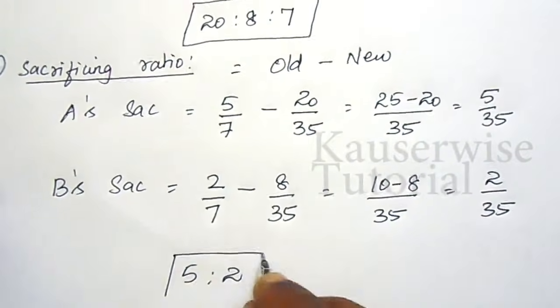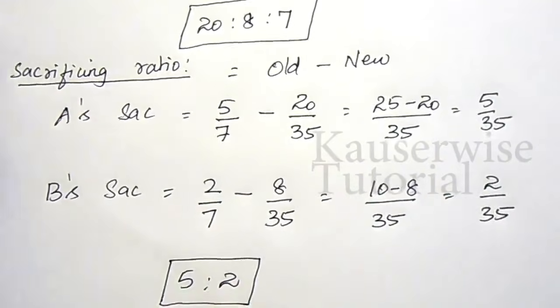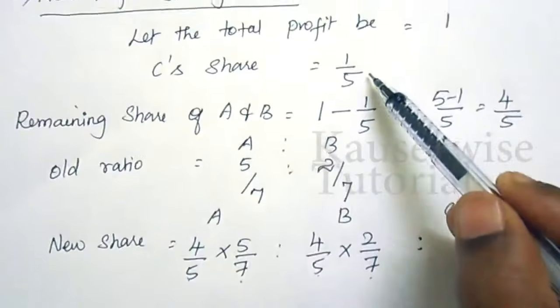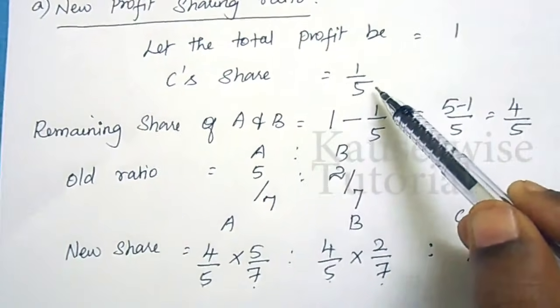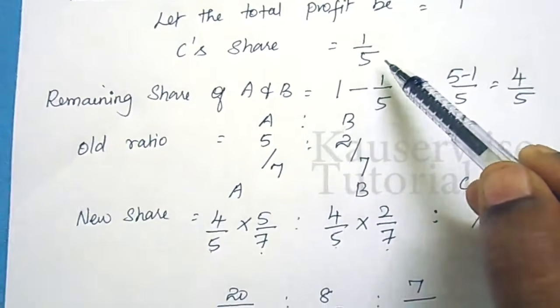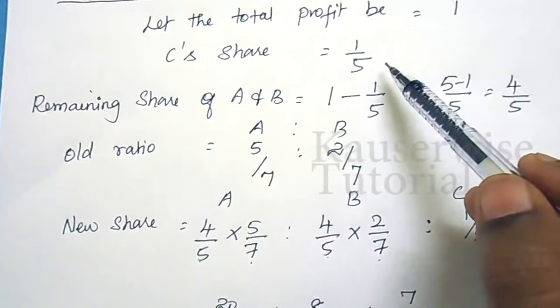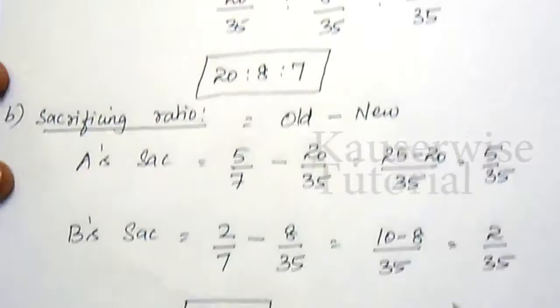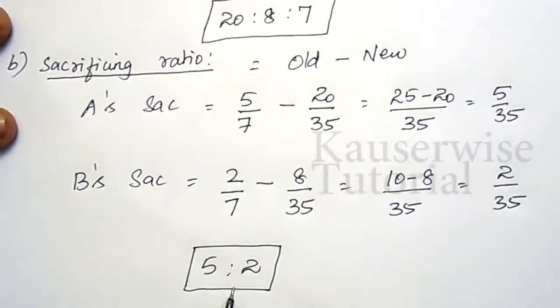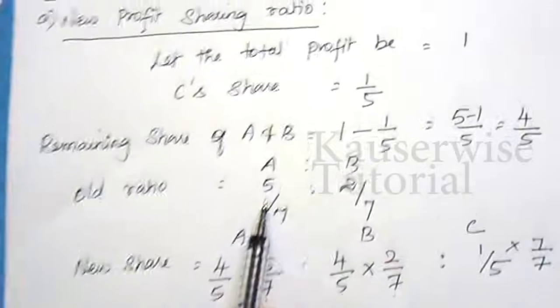I already told you, no, when the new partner, that is incoming partner share, is given in the problem, but the old partner sacrifice ratio is not given, in such case their old ratio will be the sacrificing ratio. So according to our calculation, we have got 5:2. Their old ratio also 5:2.